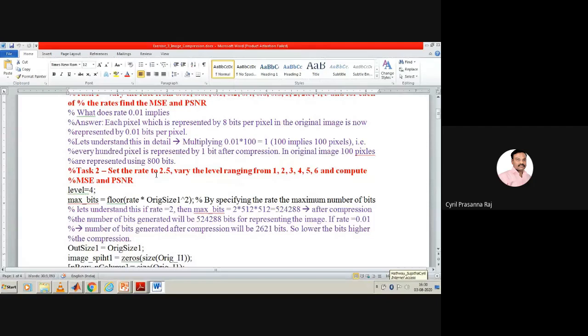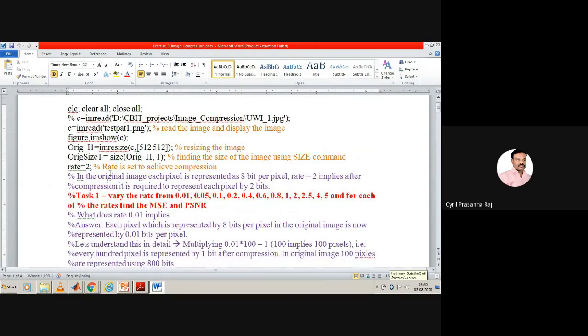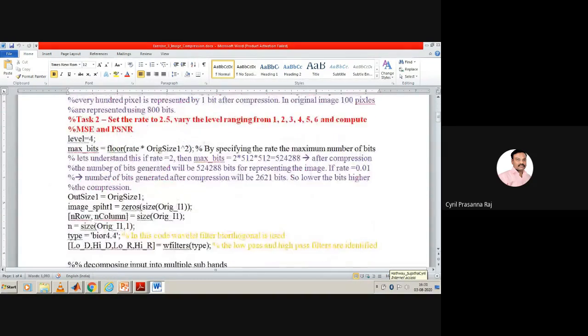Task 2 is basically like this. If your rate is 2.5, set the rate to 2.5 and vary the level. Level is what? Level is here. What is that level?